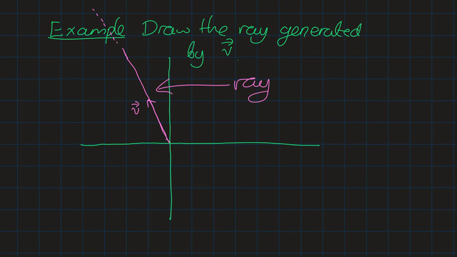You should think about the ray generated by v like, if you have a laser pointer at the origin and you point it in the direction of v, it's the path the laser pointer traces out. Whereas the line generated by v is like a two-way sort of thing. That's the end of this example, and that's the end of this video.